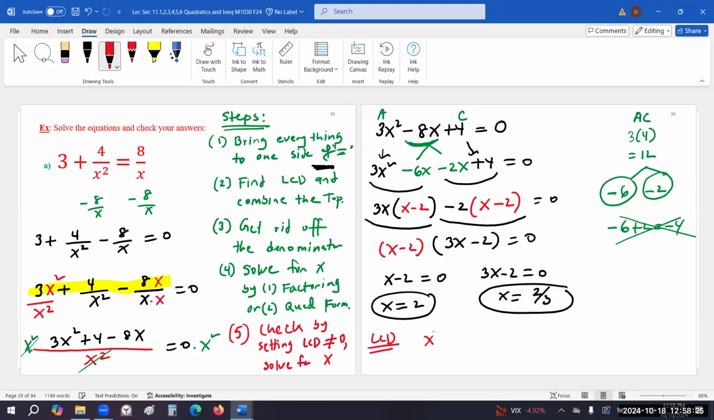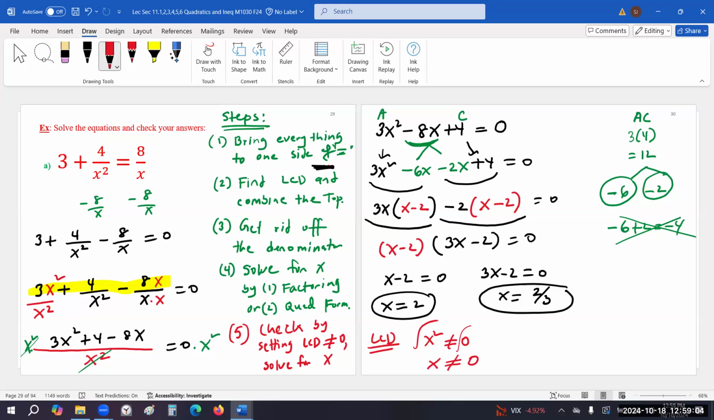Our LCD is x squared. Definitely that LCD cannot be 0. Why are you taking LCD? Because LCD has all the denominators. This is what LCD means, least common denominator. All the denominators we have in the original one, LCD already has everything. So you don't have to look at every denominator individually. Just take the bigger one, and then you get all the information from there. So if x squared cannot be 0, we take the square root. So x cannot be 0.